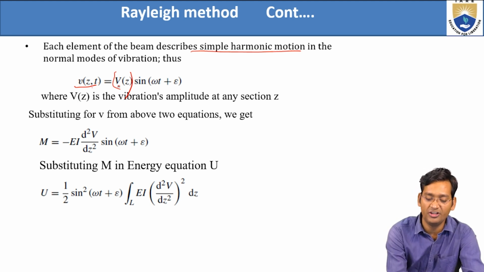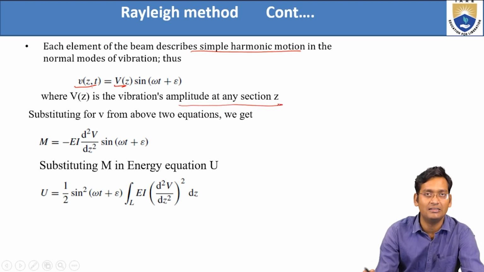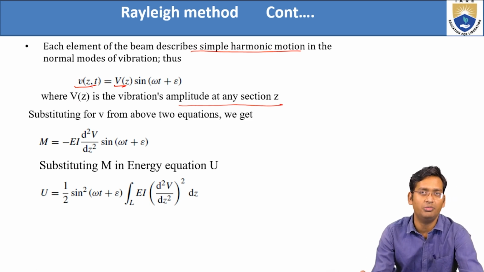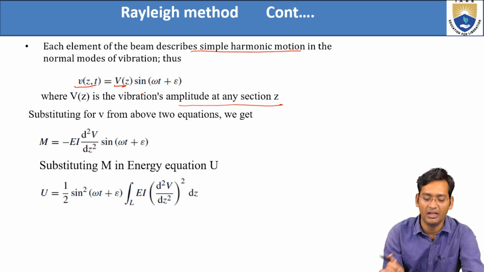Here V(z) is the vibration amplitude at any section z where we are finding. This will be at the maximum position, then V(z) will be the maximum. But here, this is for that particular position where we are taking that z.